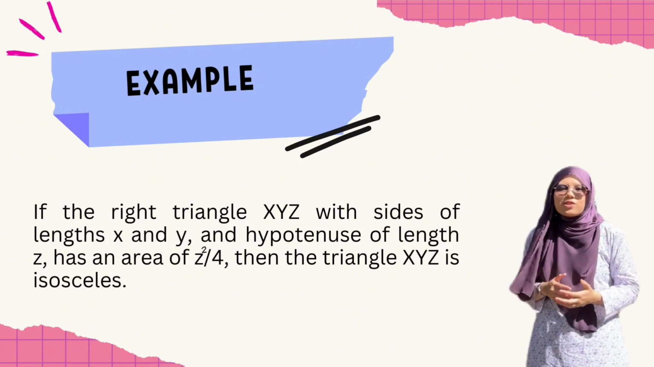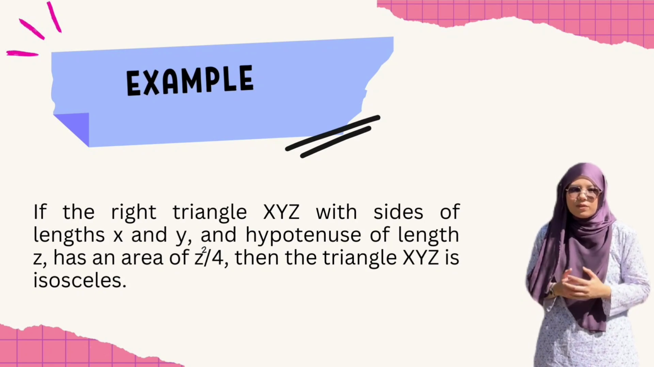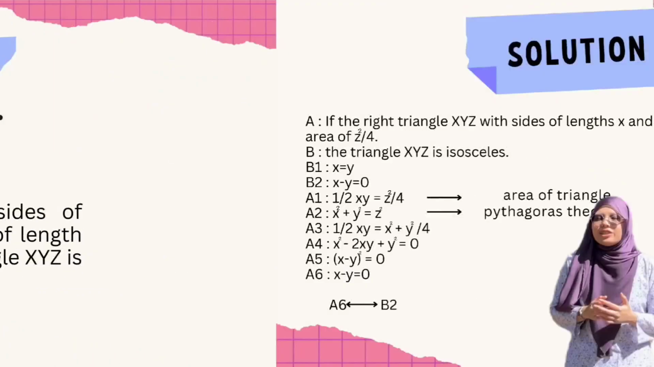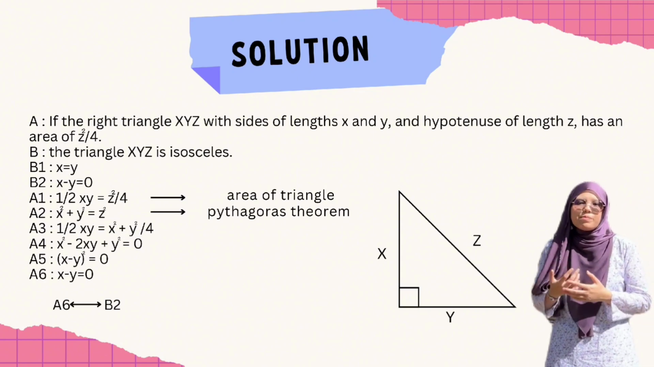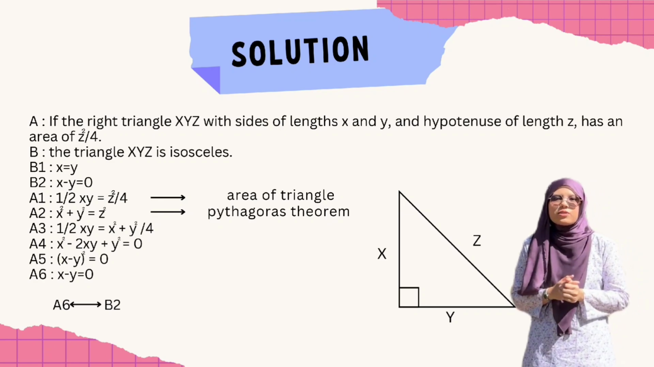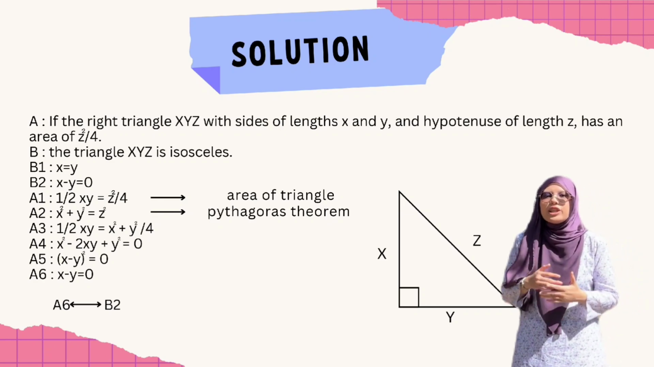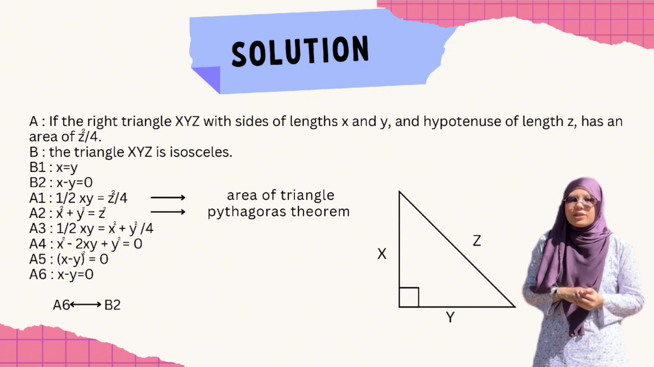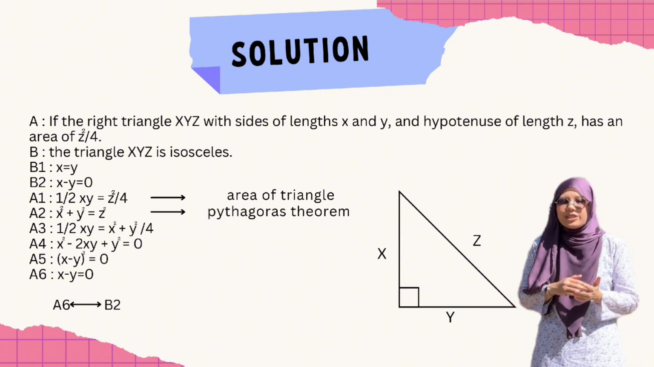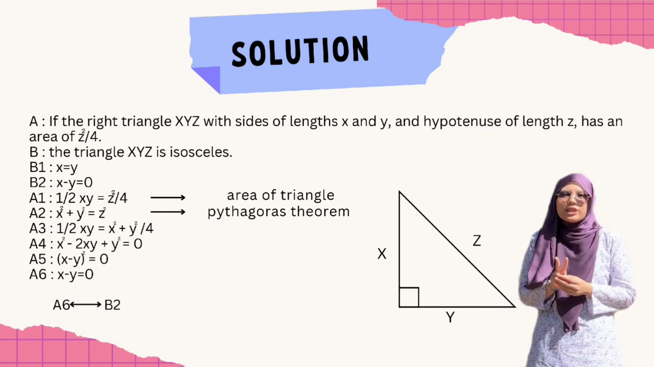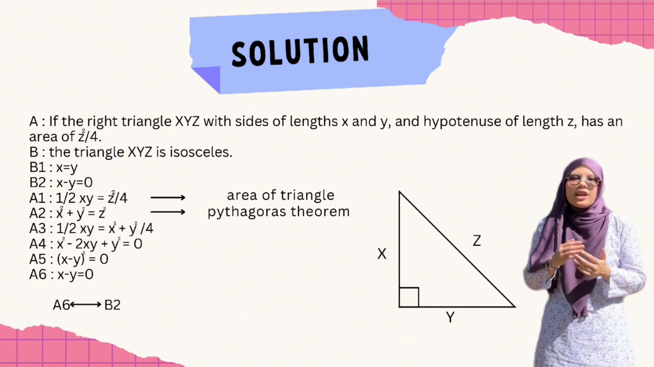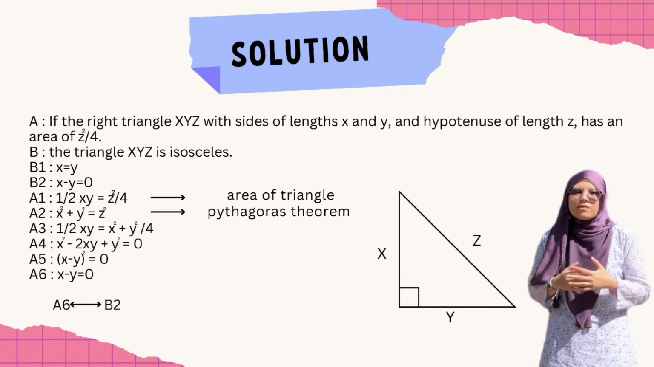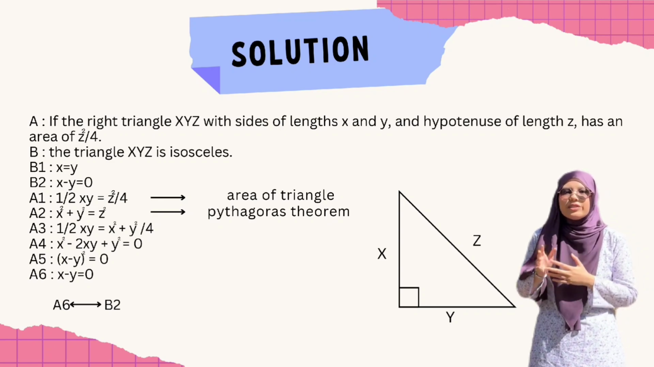First, if the right triangle XYZ with sides of length X and Y and hypotenuse of length Z has an area of Z squared over 4, then the triangle XYZ is isosceles. In this solution, statement A is: the triangle XYZ with sides of length X and Y and hypotenuse of length Z has an area of Z squared over 4. Statement B is: the triangle XYZ is isosceles. In the backward process, we write it as X equal to Y. Is it because an isosceles triangle has 2 equal sides? Then in backward process statement 2, we write it as X minus Y equal to 0. It is because we have to prove that X and Y are the same real number.